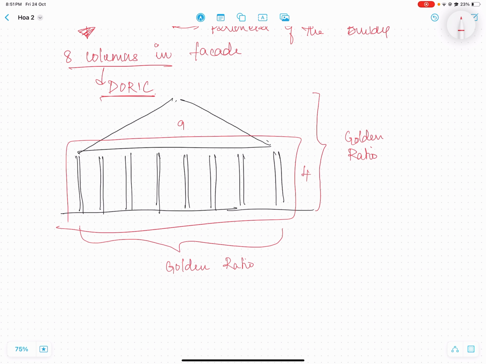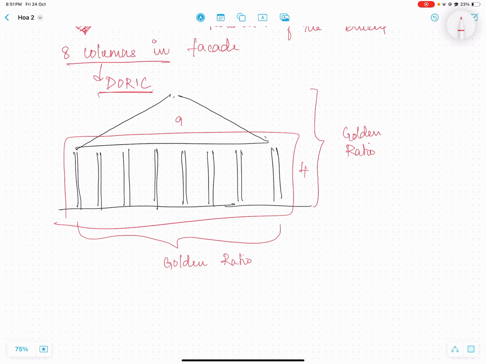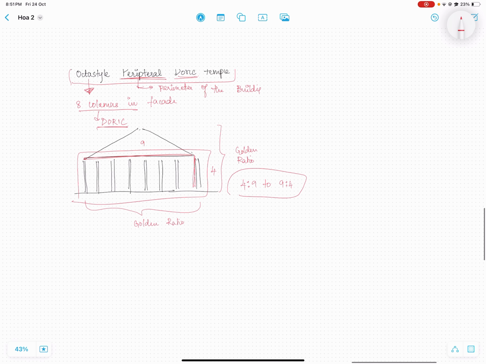Also read questions carefully when you are getting them. See if it involves the pediment or if it does not involve the pediment, and in what way they are asking, like if it is span into height or height into span. So it can vary from 4:9 to 9:4 according to the question. So that is important to remember.